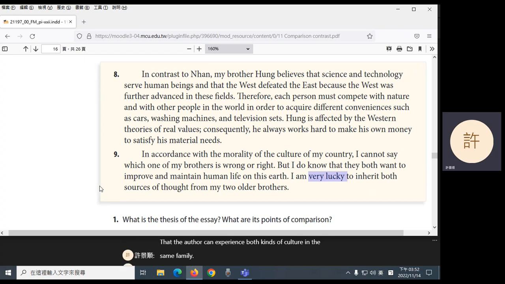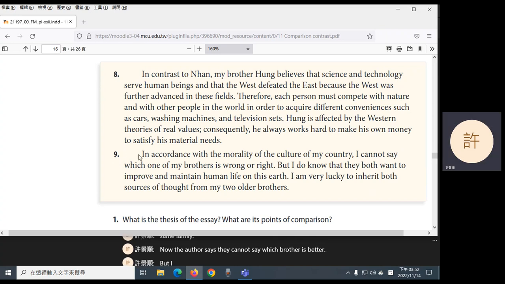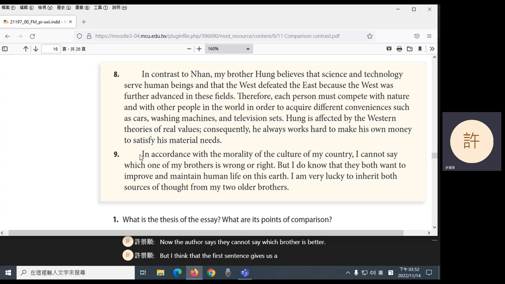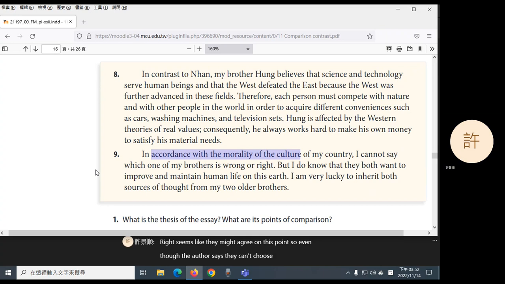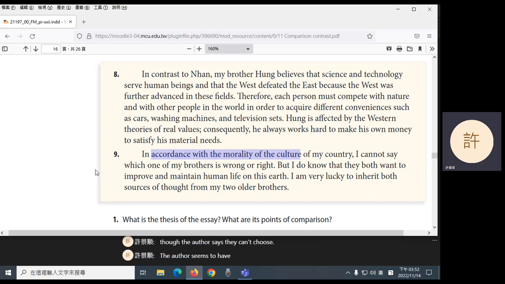Now the author says they cannot say which brother is better, but I think that the first sentence gives us a clue, because the author says, in accordance with my culture's morality. So the author is following their own traditional culture. That makes the author closer to Nan, the Eastern brother, right? Seems like they might agree on this point. So even though the author says they can't choose, the author seems to have secretly chosen already.